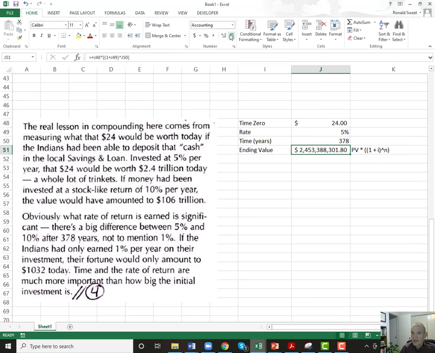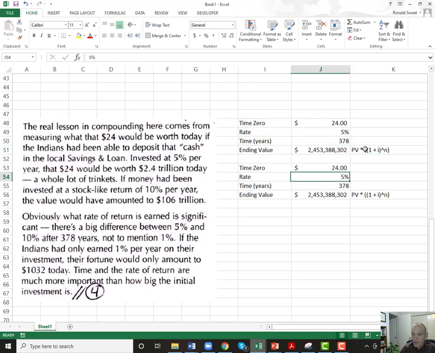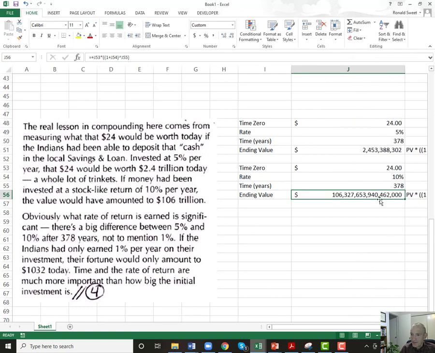And here's where I think they definitely have an error here. He says that we're worth 2.4 trillion today. So here's hundreds, thousands, millions, billions, trillions. So that's correct. He did that correctly. It's the next one he doesn't do correctly. He said, what if the rate had been 10%? If it had been 10%, he says that's $106 trillion. That's actually not $106 trillion. There's hundreds, thousands, millions, billions, trillions. It's actually $106 quadrillion.